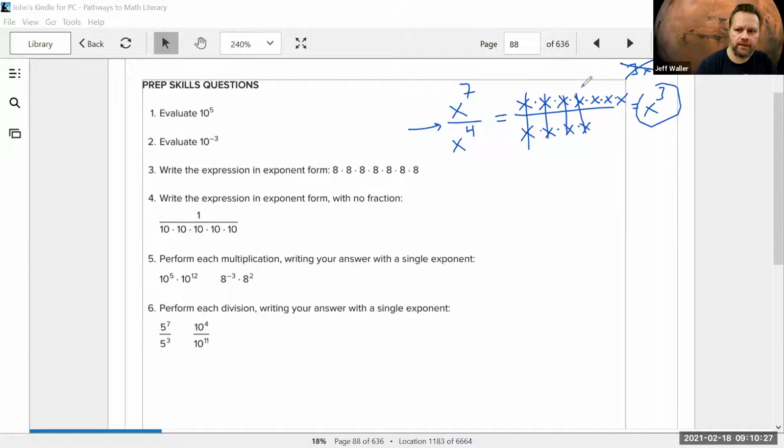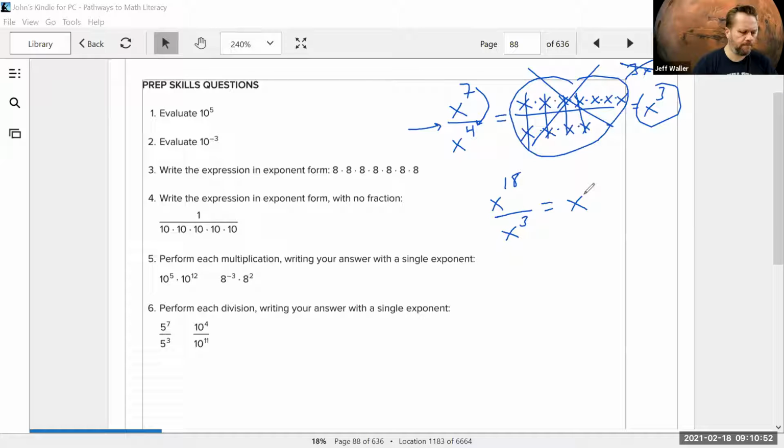So what's the shortcut? Never do this the long way, right? What do I do with these powers? Subtract the powers. So for example, if I had x to the 18th divided by x to the 3rd, that would be x to the what? 15.